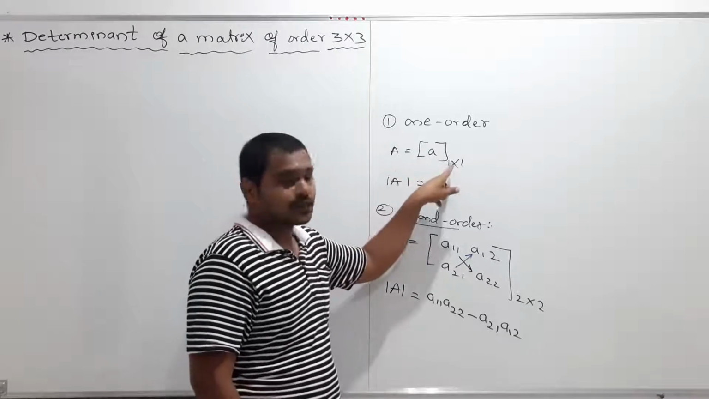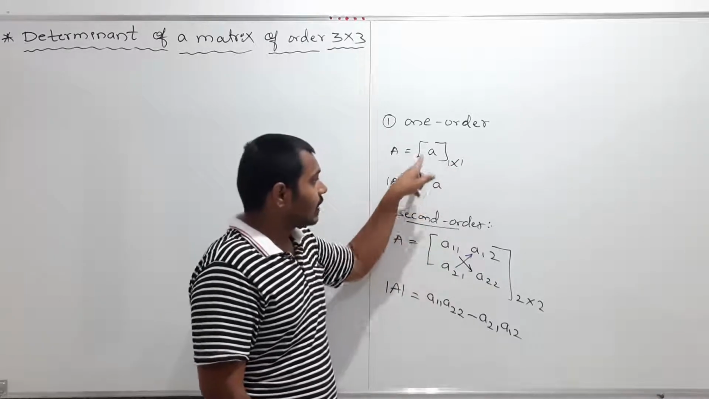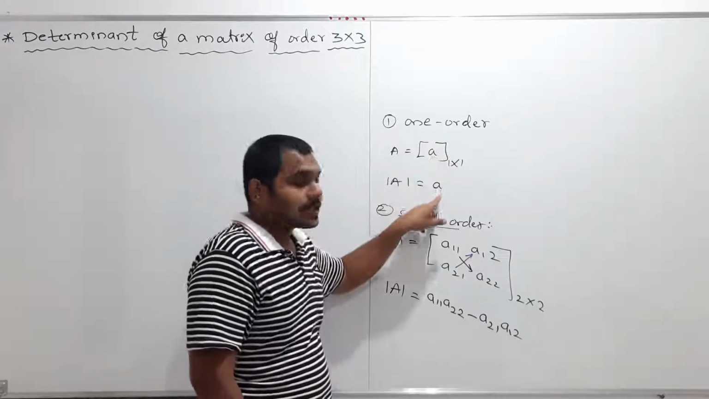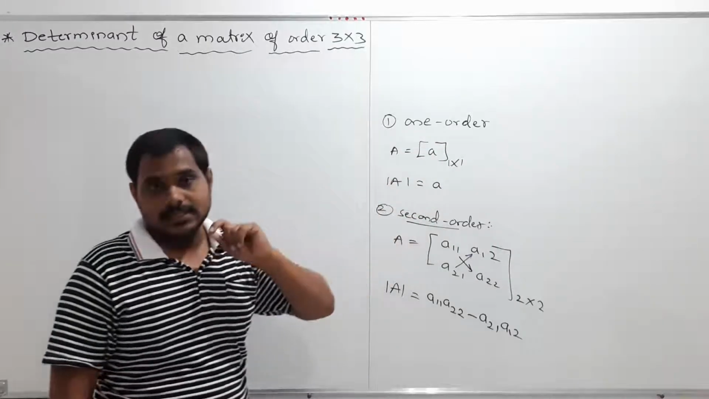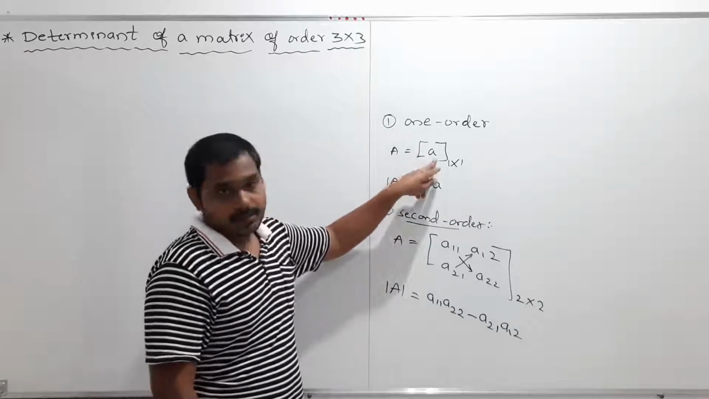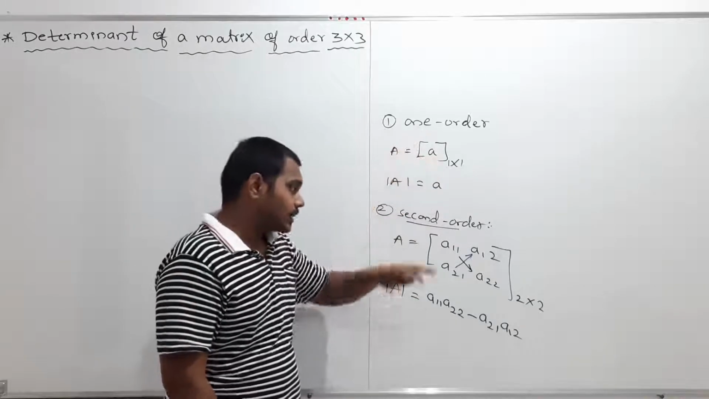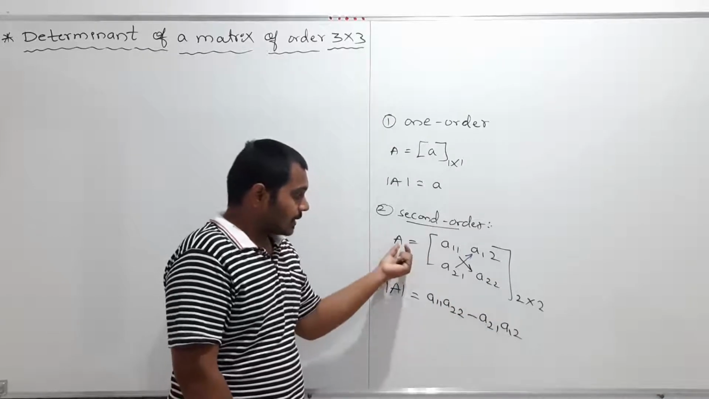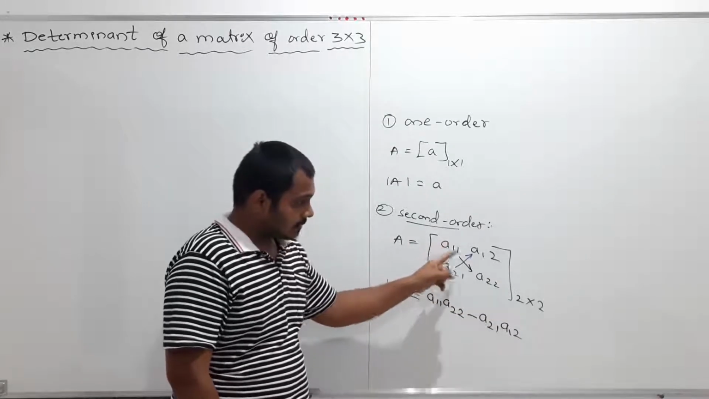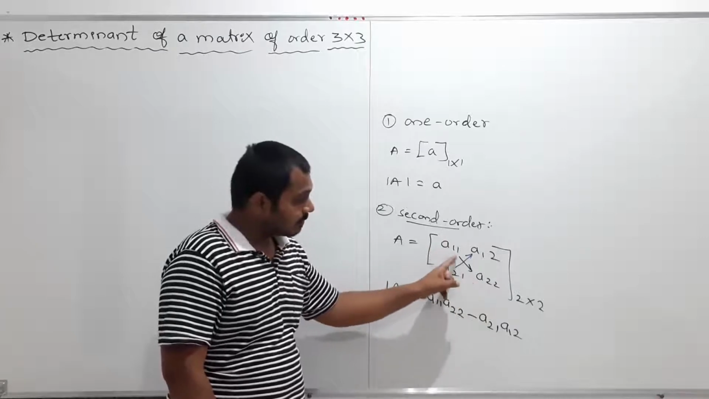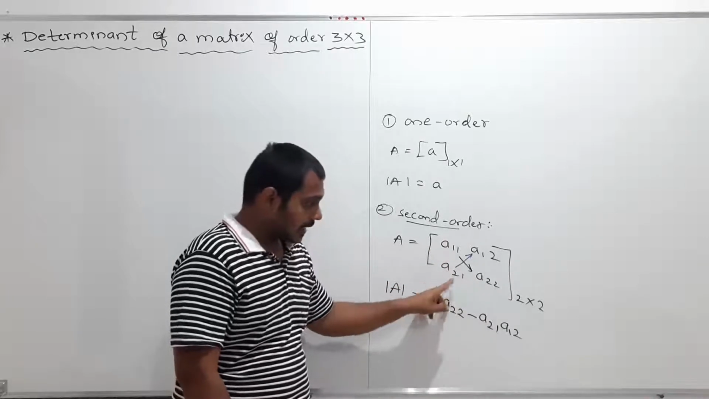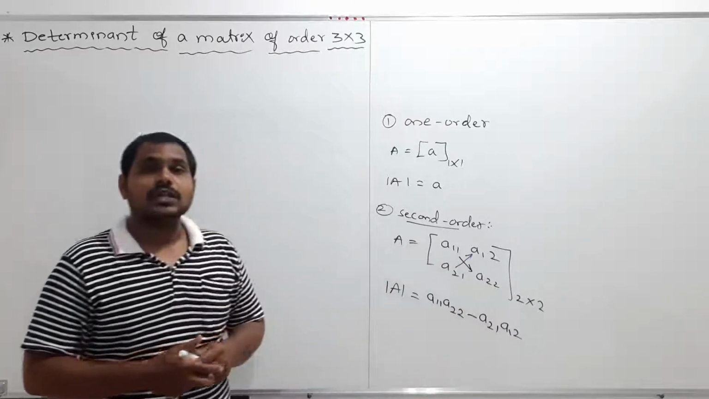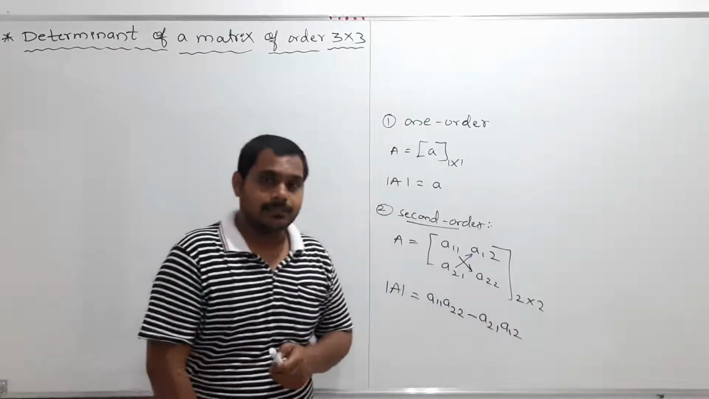If the given matrix is of the order 1, then the determinant of this matrix is whatever element is inside the bracket, that element itself, clear? And next, if the matrix is of the order 2 cross 2, then my dear students, the determinant is calculated like this: A11 into A22 minus A21 into A12. Like this, you should calculate the determinant of the second order matrix, clear?